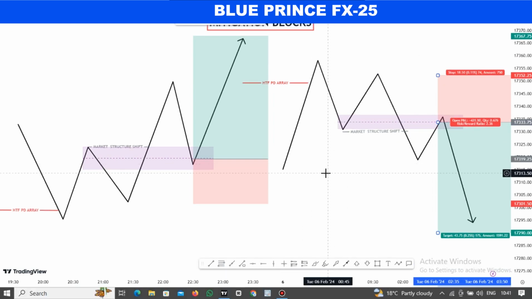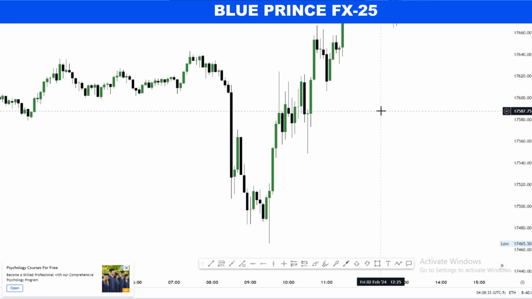Okay, guys. Now that was the theory part. Now let's go to the chart and look at a few market examples. Our first example will be on Nasdaq 100 on the 5 minutes time frame.